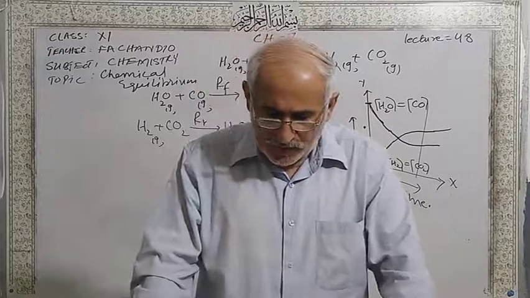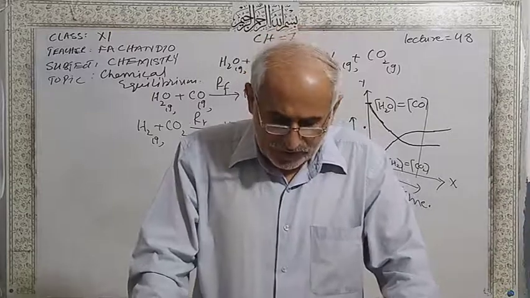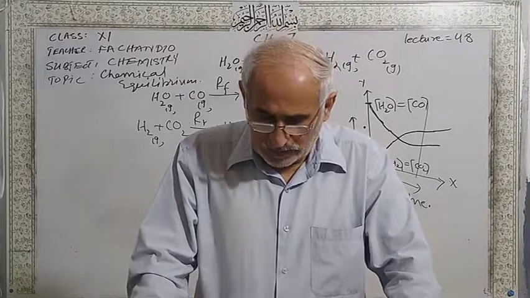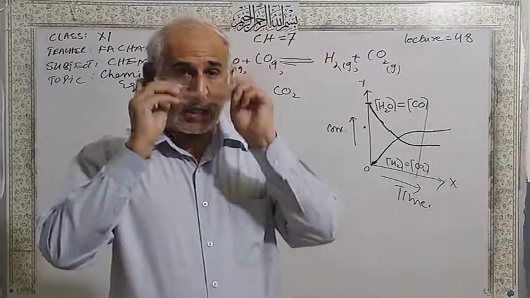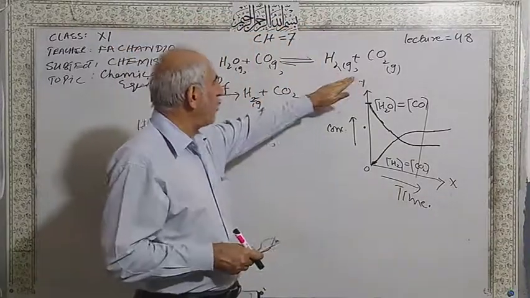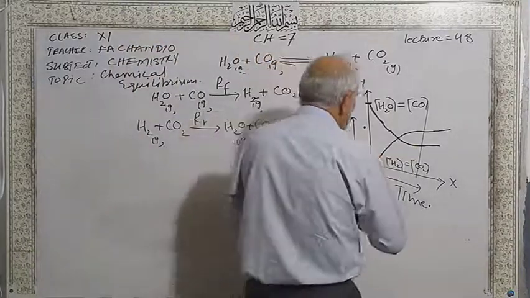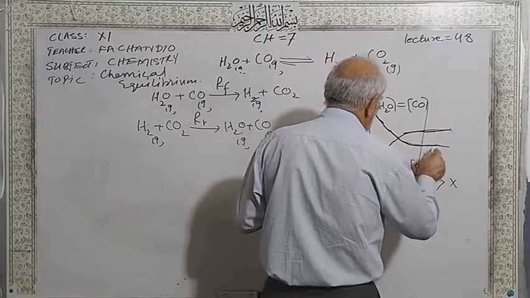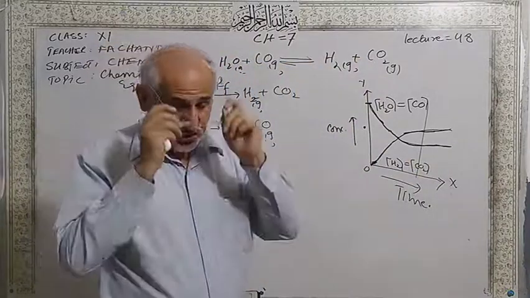Eventually, the time comes when both reactions proceed at the same speed. The reaction at this state is said to be in chemical equilibrium. The concentrations of reactants and products become constant. The concentration of the reactant in the forward direction and the product in the reverse direction is going to be constant. See, this is constant, no significant change, horizontal, both. So this state is called the equilibrium state.